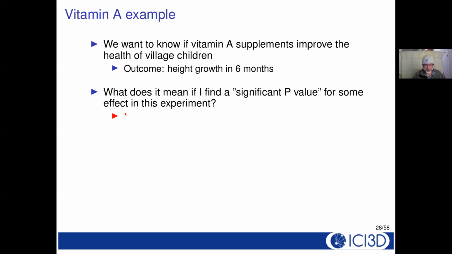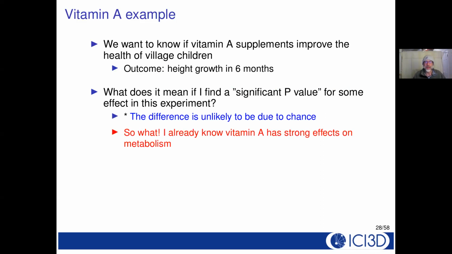The standard answer, which I usually get from a class, is that if the p-value is significant, that means the difference between the vitamin A supplemented children and the placebo children is unlikely to be due to chance. And my answer to that is, so what? Of course it's not due to chance. Vitamin A is called vitamin A for a reason. It has strong effects on people's metabolisms.